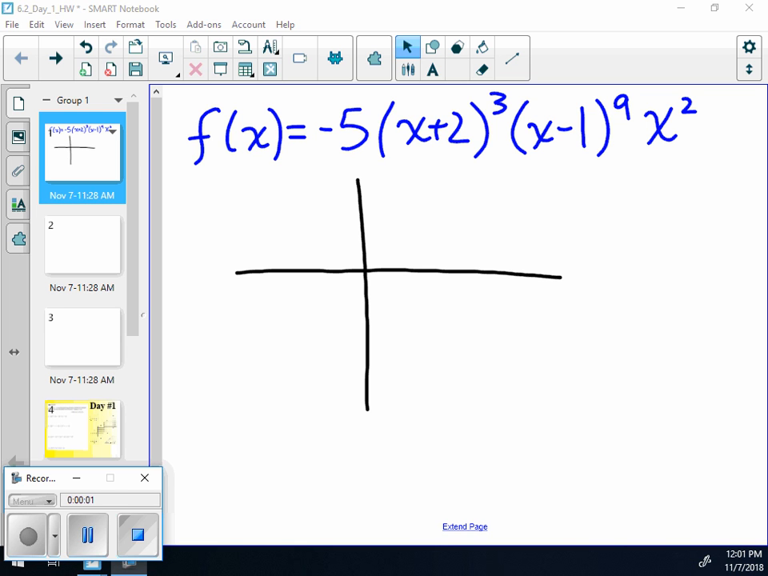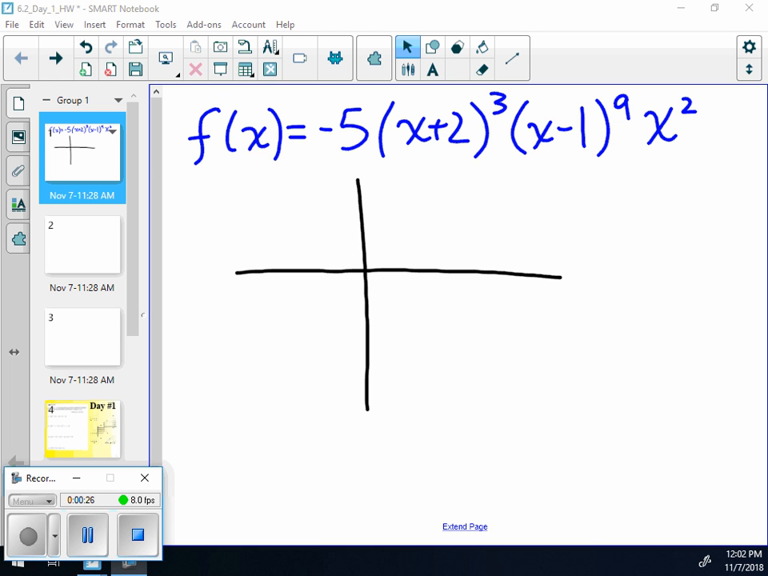So for today, to start us off, today is kind of a review day, so we're going to be reviewing everything that we've been learning the past 2 days and kind of extending a little bit on it. And so the first thing that I would like everyone to do is, with this graph, I would like you to graph the function -5 times (x plus 2) cubed times (x minus 1) to the 9th times x squared.